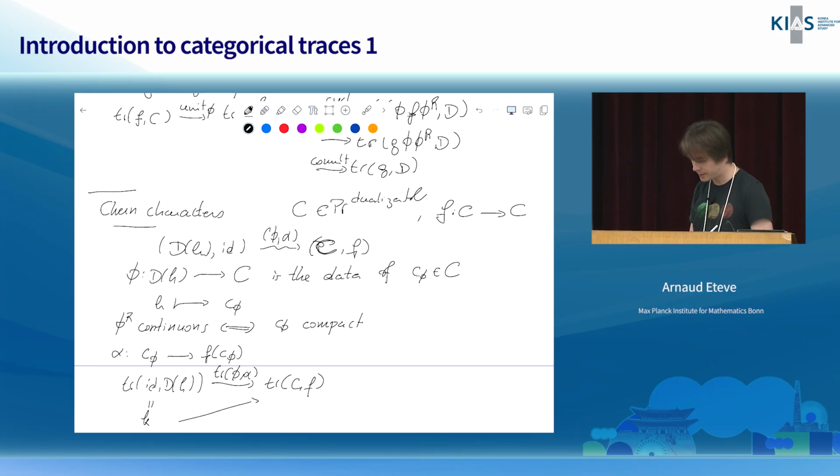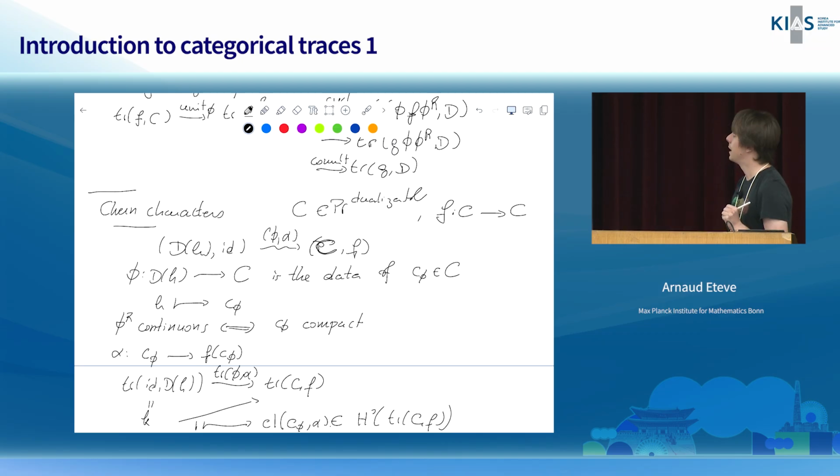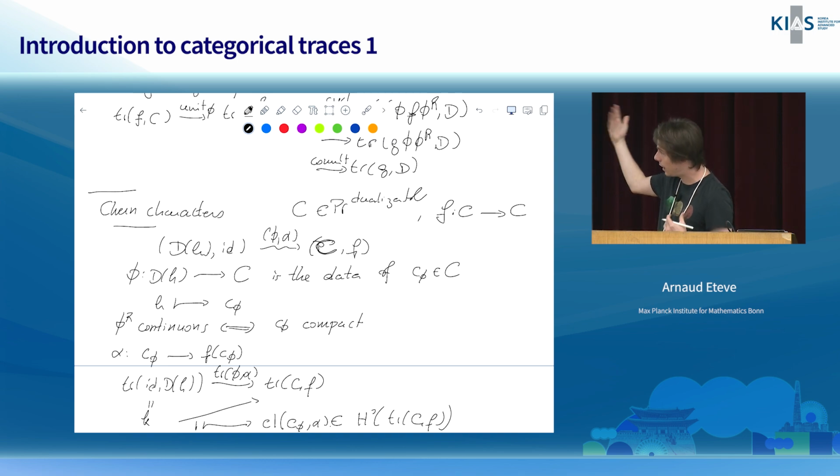And this map sends 1 to an element which I'm going to call the class of C phi alpha in this H0 of trace CF. Okay, and now let me give you a very concrete example of this, because if it's the first time you're looking at this, you might wonder what this kind of thing is. It is a way to encode the notion of a character of a representation.